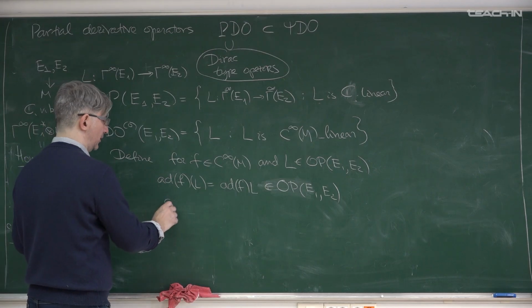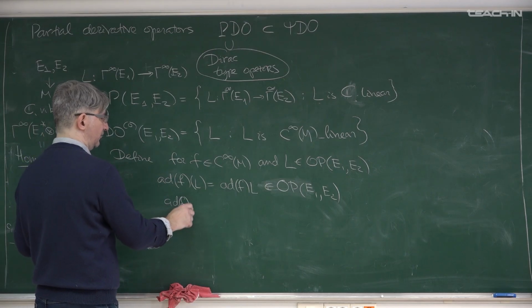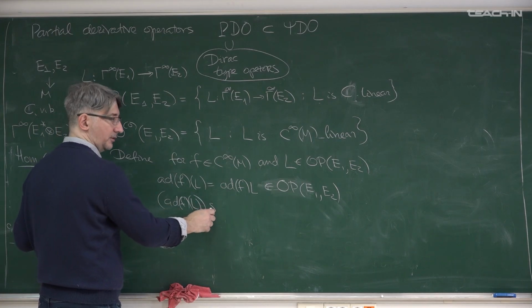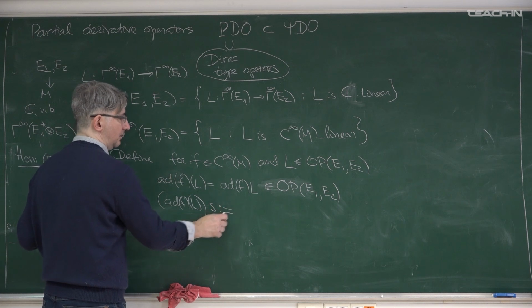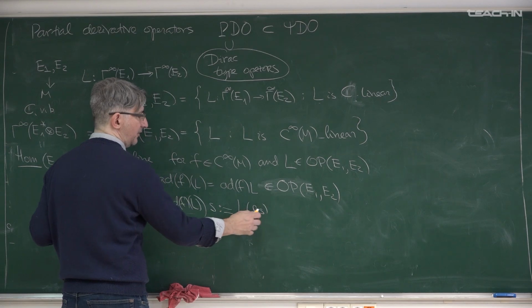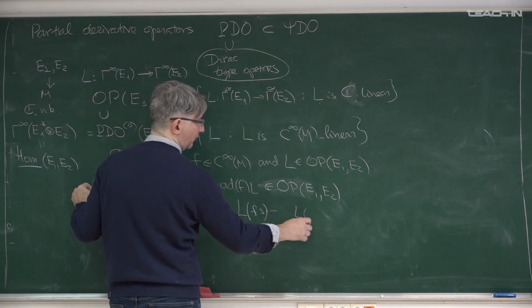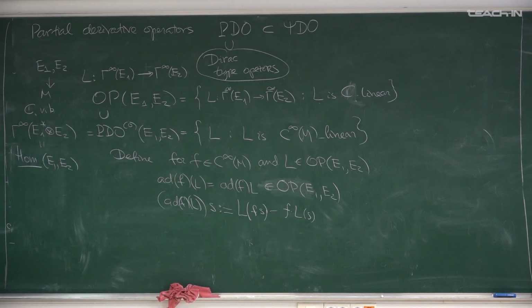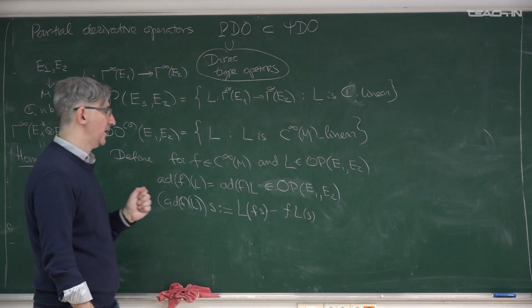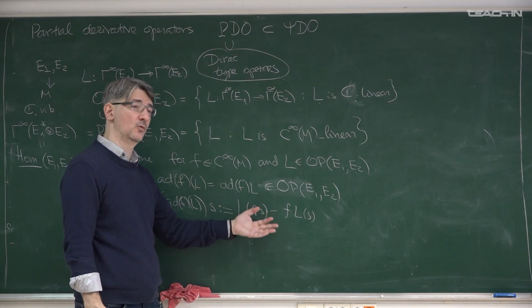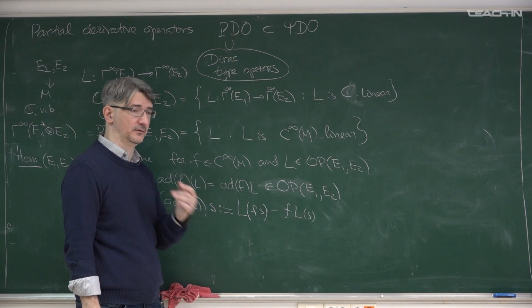So how does this guy operate on sections? We apply this operator, which should be defined, to a section S. And by definition, this is L applied to section times F minus L of S times F. Could you explain to me why we think that the order of this expression should be lower than the order of L itself?